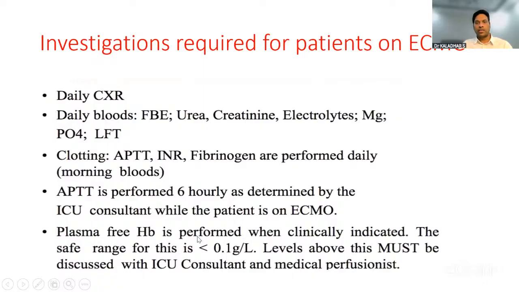APTT has to be regularly looked at every sixth hour, at least in the initial periods. Plasma-free hemoglobin is also an important component of investigation, where the safe range is less than 0.1. If it is increased, it definitely indicates hemolysis.